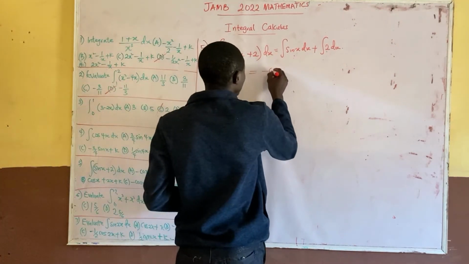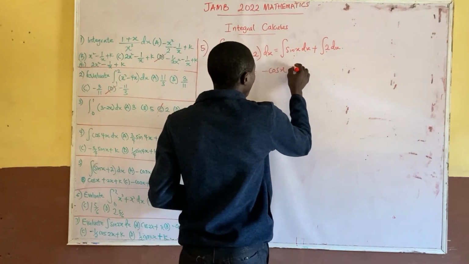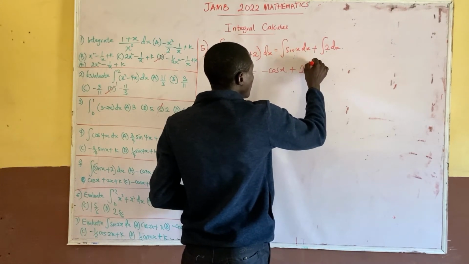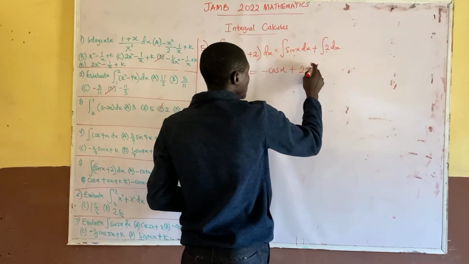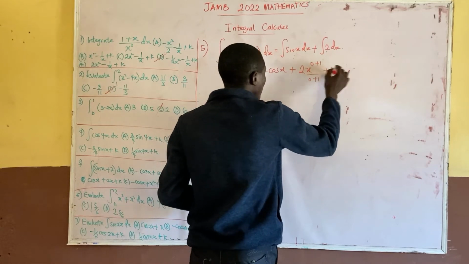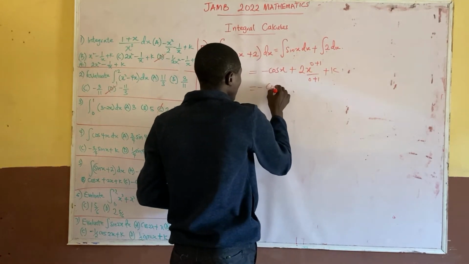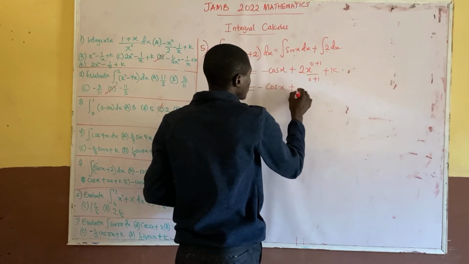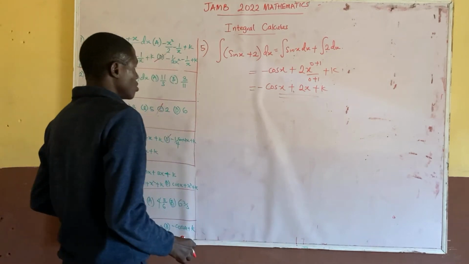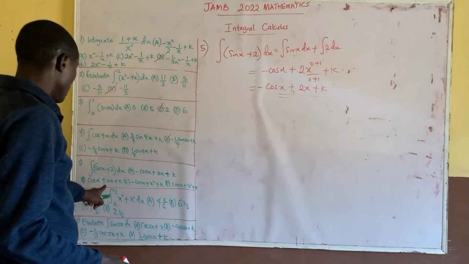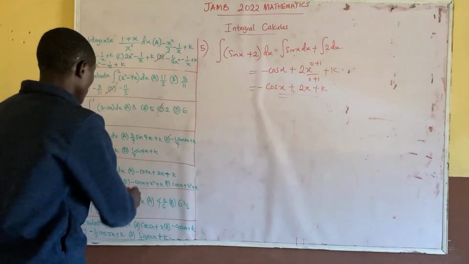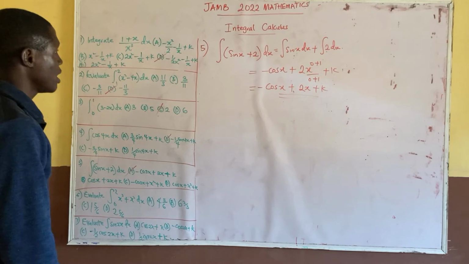So we have minus cos x plus, now the integral of this one: because this is a constant, it is x raised to the power 0, so you do x to the power 0 plus 1 all over 0 plus 1, plus k. So the final answer is minus cos x plus 2x plus k. As simple as that, very simple. Option A.